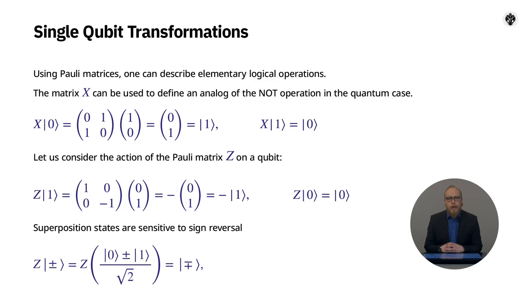Let's now consider the action of the Pauli matrix Z on a qubit. Multiplying the matrix Z by the vector of the qubit state, we see that this operation does not change the vector 0, but does change the sign of the vector 1. This will make a difference when using qubits in a state of quantum superposition. For example, the plus state, widely used in quantum computing, will go to the orthogonal minus state, and vice versa.